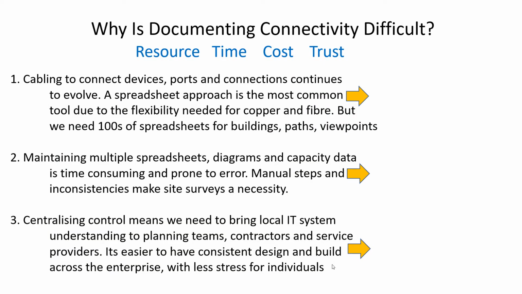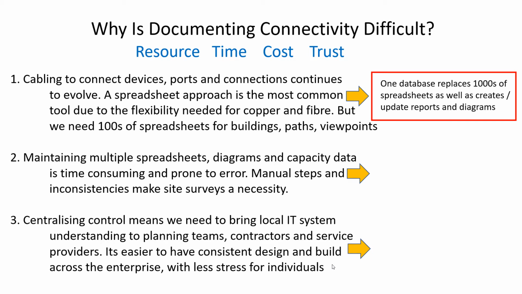Documenting connectivity is not easy, and the reason it's not easy, and it takes up a lot of resource and time and cost, is that if you don't trust your documentation, you have to go and do site surveys. But for most people, they use spreadsheets because it's very flexible and can handle different technology types. The only trouble is we need hundreds of them, maybe a couple per building of inventory and connectivity, maybe a different spreadsheet for fiber because it maybe has a different structure to copper. But with AssetGen, one database will replace thousands of spreadsheets, as well as create all the reports and diagrams that help explain things that you can't necessarily do in a spreadsheet.